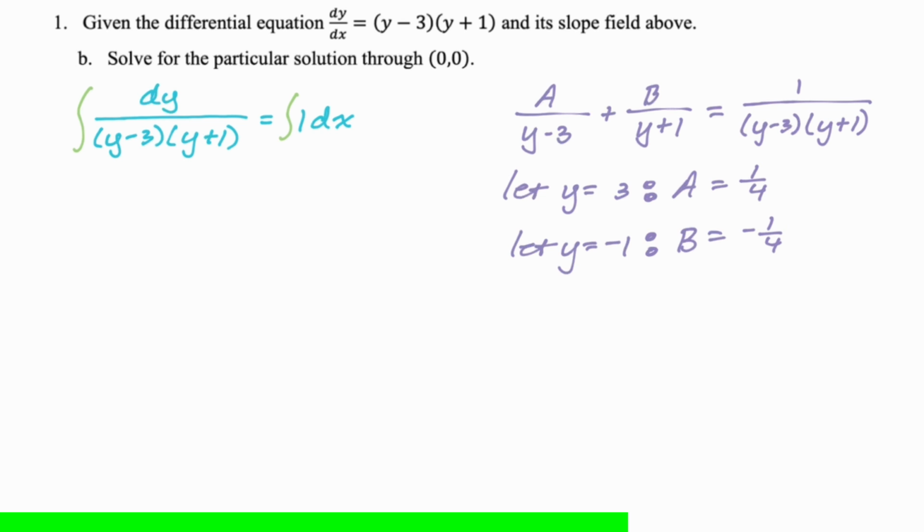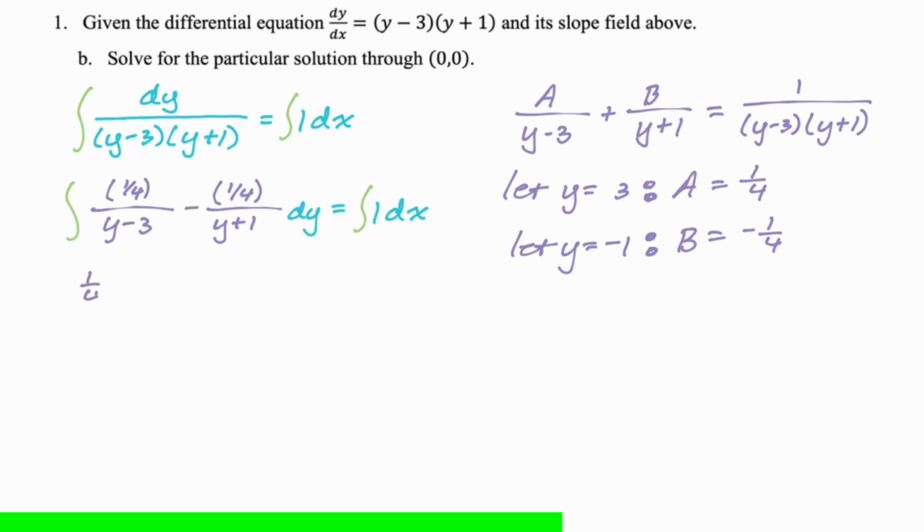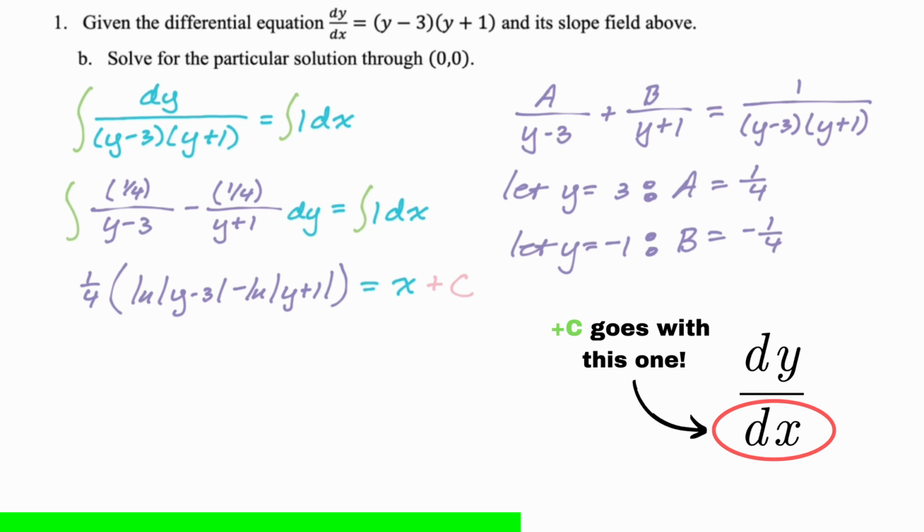All right, so we can rewrite this as (1/4) over y minus 3, minus (1/4) over y plus 1, dy, and that's going to be equal to the integral of dx. On the left-hand side, I'm going to factor the 1/4 out, and then it's just straightforward natural logs. So 1/4 times the quantity natural log absolute value of y minus 3, minus natural log absolute value of y plus 1. On the right-hand side, we just get x plus C. So remember, C goes on the side with the independent variable, which in this case is x.